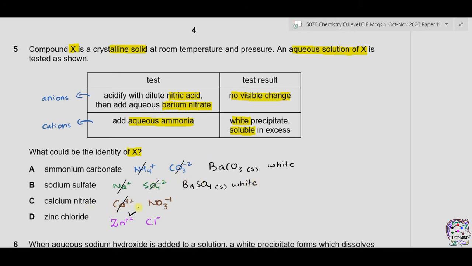In C, we have nitrate. So barium forms barium nitrate, which is soluble. So no visible change is seen, therefore it could be nitrate. Similarly for D, it is barium chloride that is formed, which is also soluble. So no visible change is seen. As for D, both zinc and chloride are correct, so therefore the answer is D.